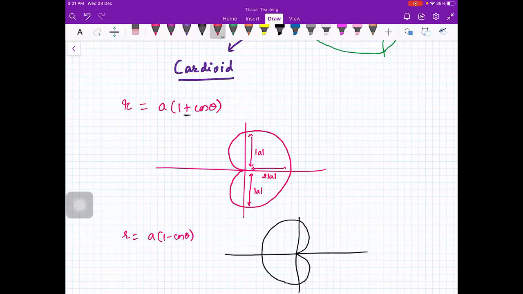Okay, beta? Ma'am, the mod case that you told, is this only for cardioid? Yes, beta, this is only for cardioid.